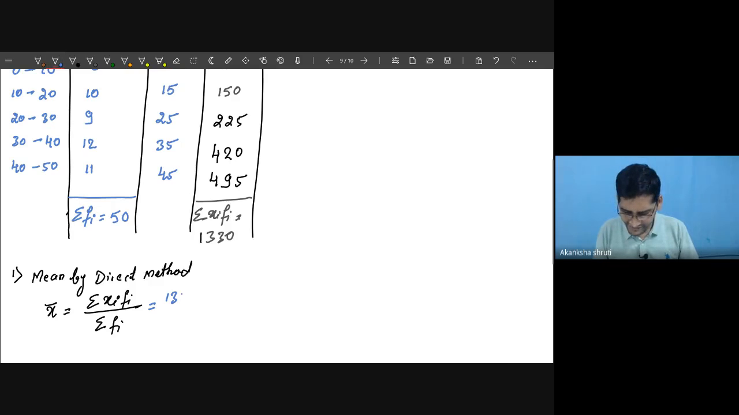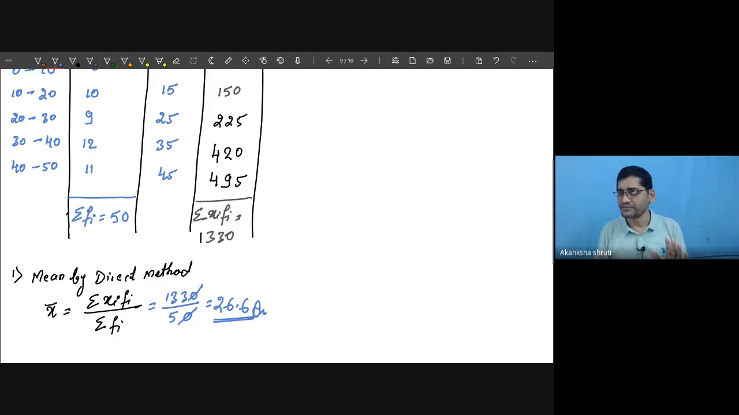divided by 50. You can divide it. So 5 twos are 10, then 5 sixes are 30. The answer is 26.6. Yes, students, correct? Divided by 50, yes, it's correct. So this is the mean that we have obtained by the direct method.